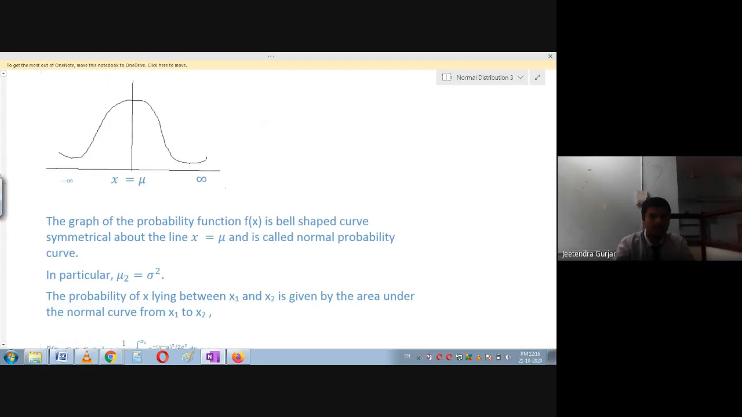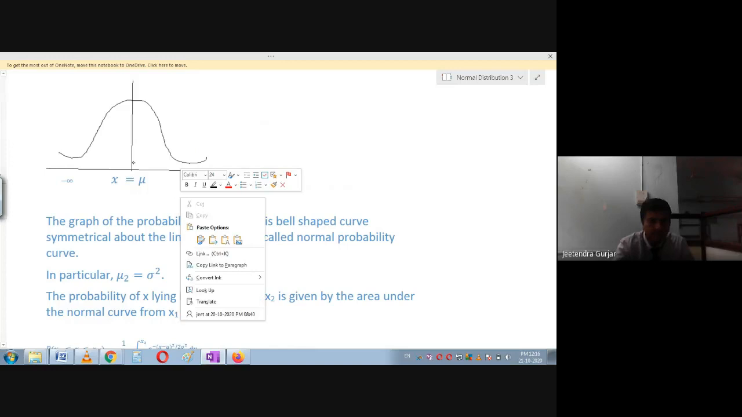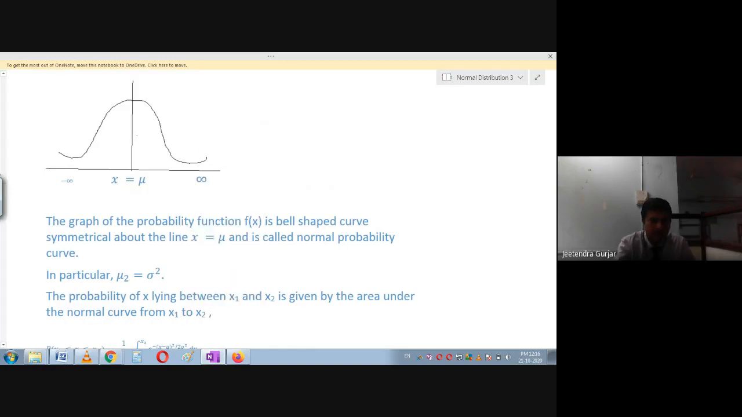Whatever the area we have taken here, this is it. What is the meaning? This area is symmetric. I think you know what is the meaning of symmetric. It is exactly the mirror image of both sides. So this is what it means to be symmetric about the line, and it is called the normal probability curve, students.